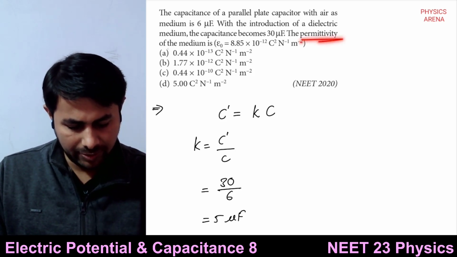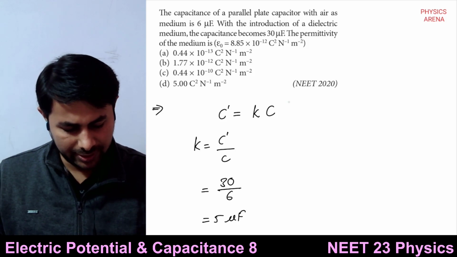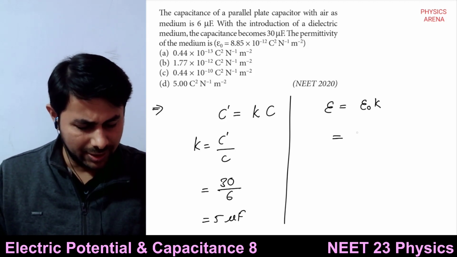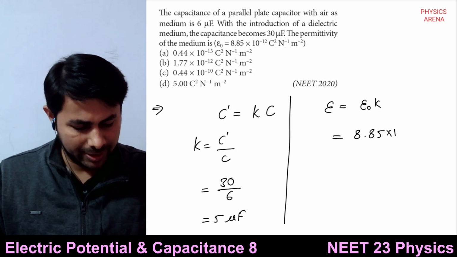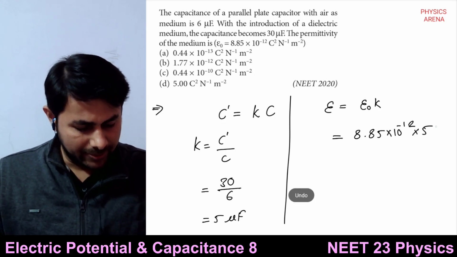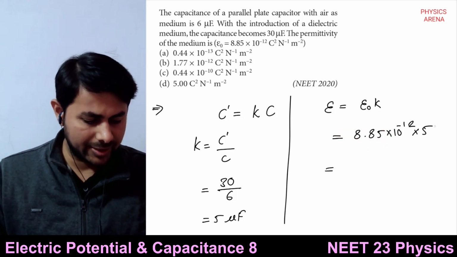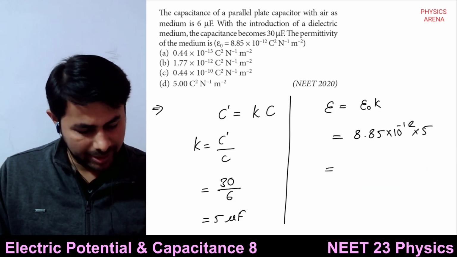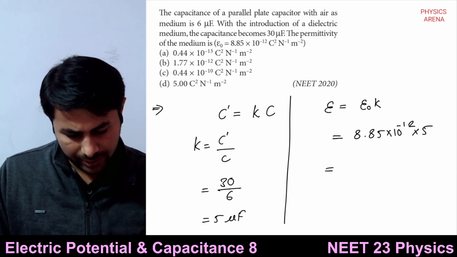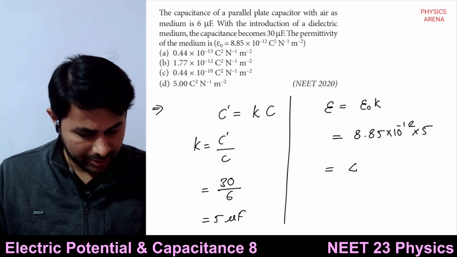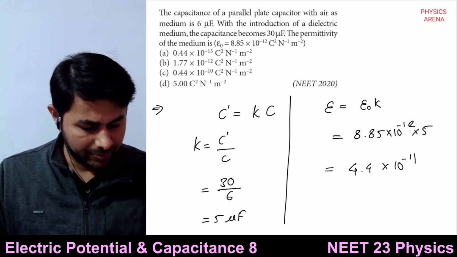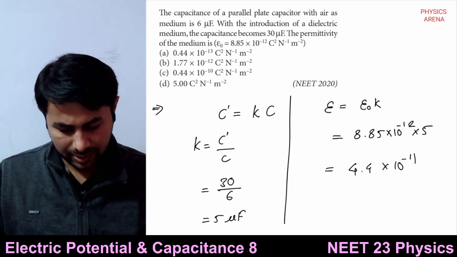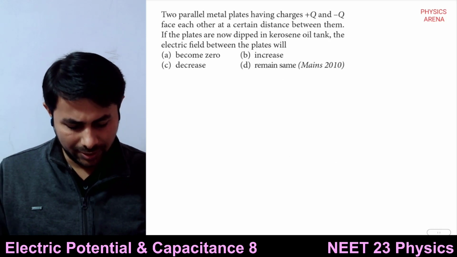But what is asked? The permittivity of the medium is asked. So permittivity epsilon is just equal to epsilon 0 K. This is just a calculation. Epsilon naught is 8.85 multiplied by 10 raised to minus 12, multiplied by 5. So this is almost 9 times 5, which is 45 multiplied by 10 raised to minus 12, or 4.5 multiplied by 10 raised to minus 11. Or you can say it is 0.44 multiplied by 10 raised to minus 10, right? It's option C.